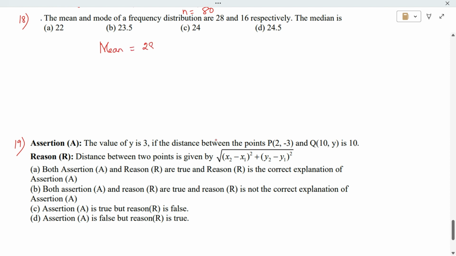Mean is 28 and mode is given as 16. So take the values in order. Mean is the first number, mode is the second number. Now I need to find the median.